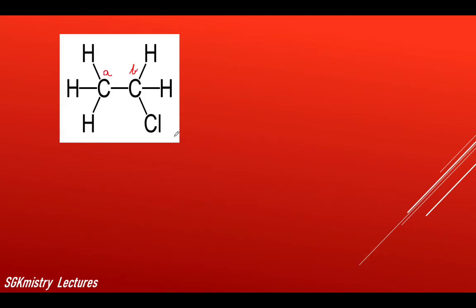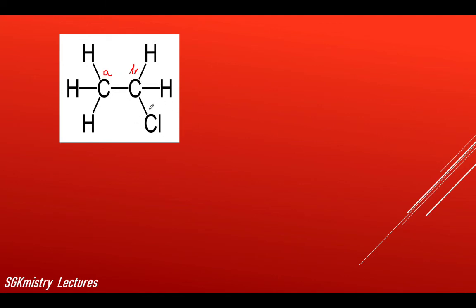Next example. So here again, there are 3 hydrogens, here there are 2 hydrogens and a chlorine. So A, I have named for these 3 hydrogens which are equivalent, and B, I have named for these 2 hydrogens which are equivalent. So A has 2 neighboring hydrogens, so this will give a triplet. B has 3 neighboring hydrogens, so it will give a quartet.